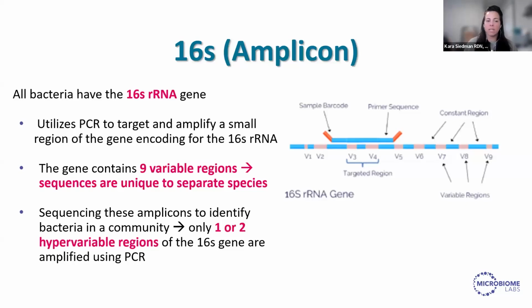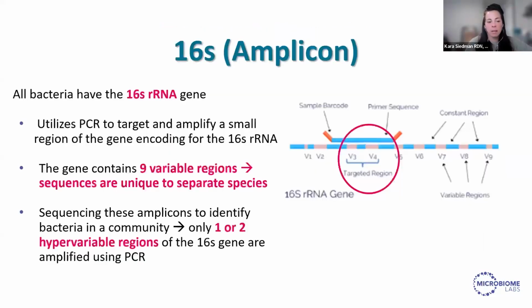And so then with 16S, they're going to utilize what's known as PCR to essentially target and amplify a very small part of that gene. So for example, if you look at this gene, this gene contains 9 different what's known as variable regions. And each of those regions are unique to separate species, their own individual fingerprint. So by sequencing these amplicons by using PCR, what we're doing is we're only identifying 1 or 2 of these regions. So we're taking a picture and we're essentially cutting it up, and then we're blowing up just a very small portion of that picture.